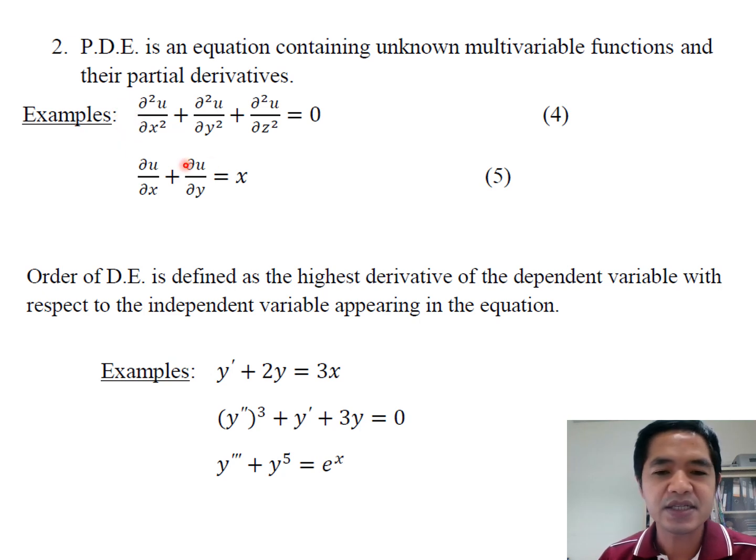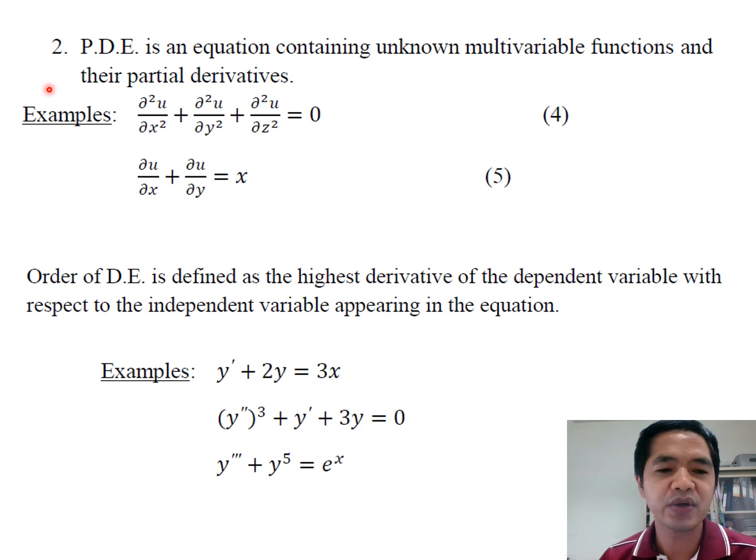So in these examples, in the first example, we have one dependent variable, which is u, and three independent variables, which are x, y, and z here. So this equation is a kind of partial differential equation. Okay, in the second example, we have curl u over curl x plus curl u over curl y equal to x. And this is another example of PDE. U here is the dependent variable and x and y are independent variables.